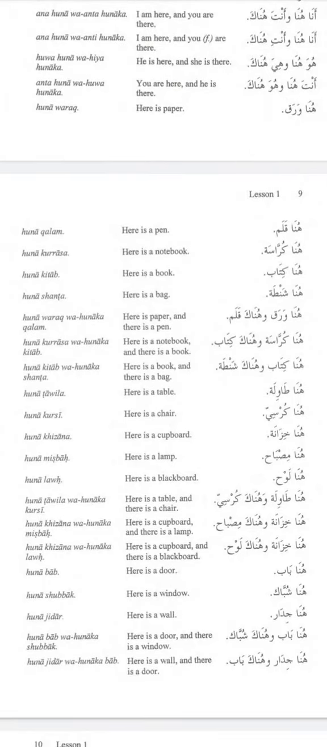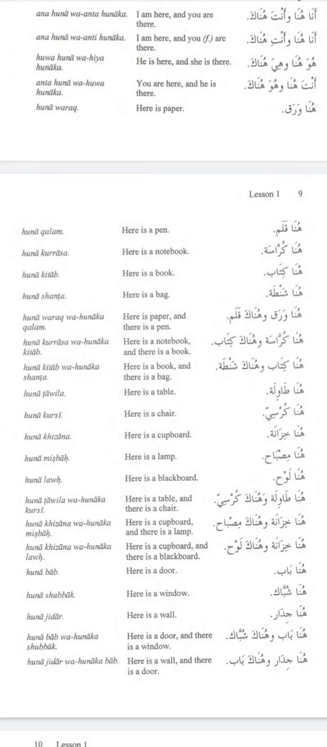Wa hunaka qalam, and there is a pen. Huna kurrasa, here is a notebook. Wa hunaka kitab, and there is a textbook. Huna kitab, here is a textbook. Wa hunaka shanta, and there is a bag.